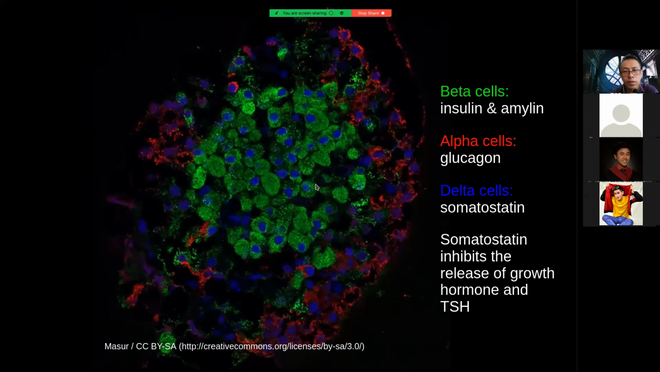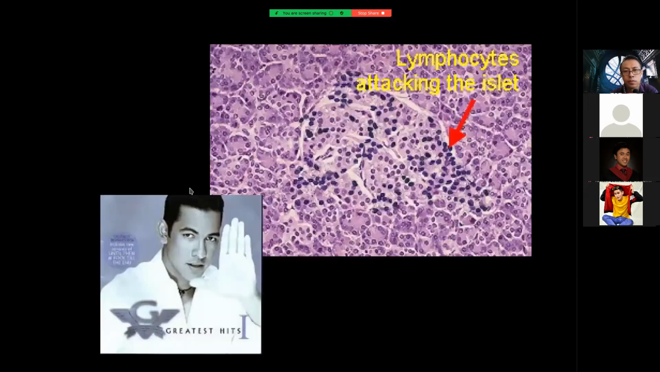And then you have the delta cells, which are the opposite now of the growth hormone, the somatostatin. So it means stop growing. So it is the opposite of your growth hormone. So it tells the pituitary to stop producing growth hormone.